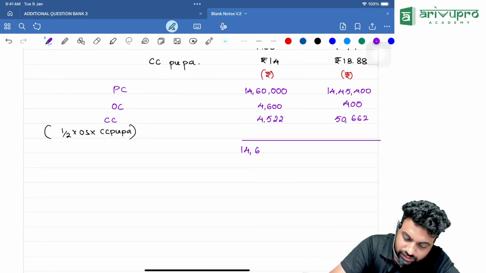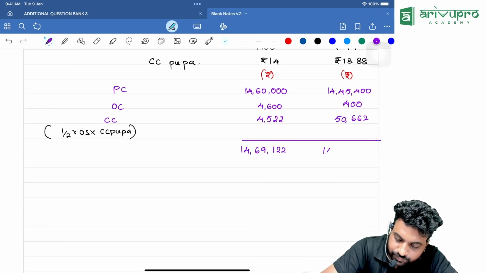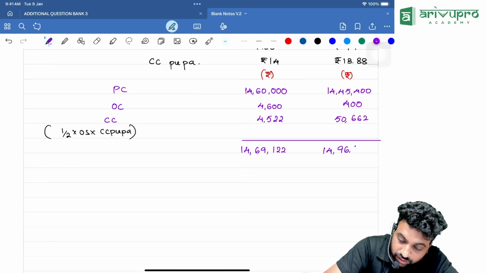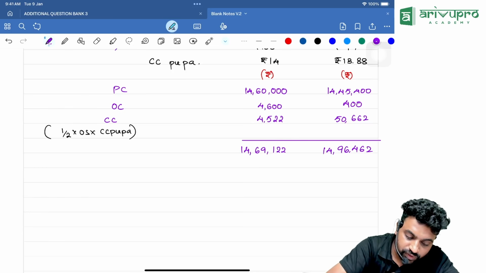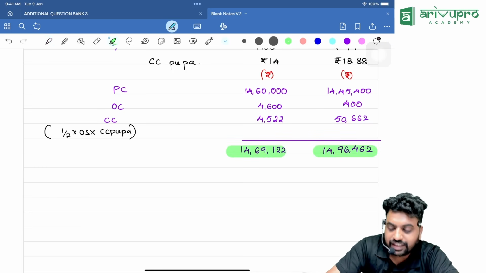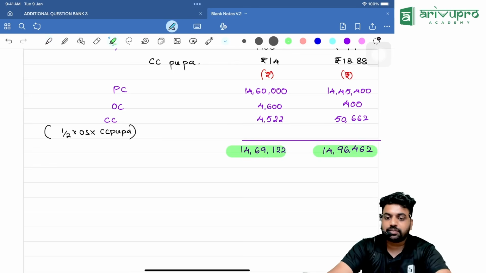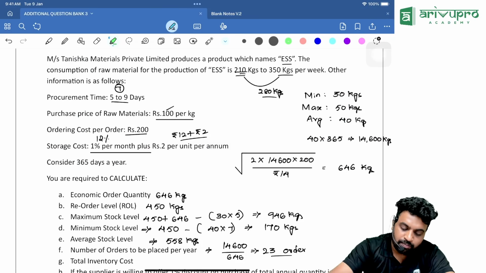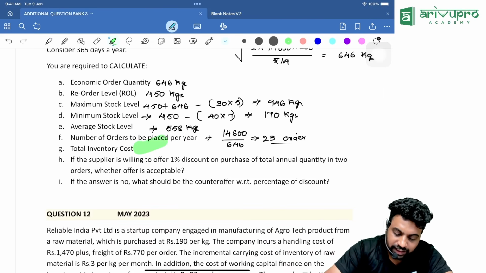14 lakh 69,122. 14 lakh 96,000 420 462. So if they give us the quantity discount, we are not going to accept it. So with that, we have computed answer for total inventory cost.